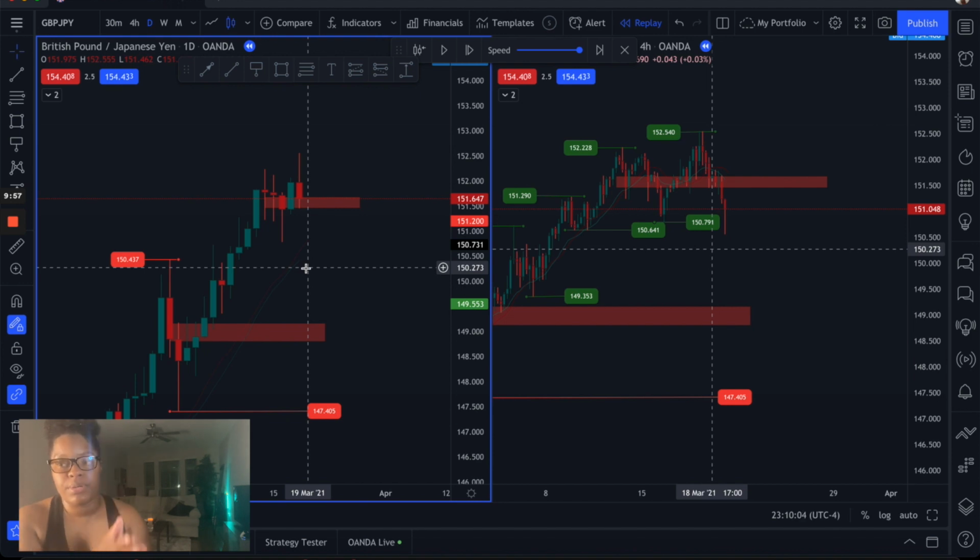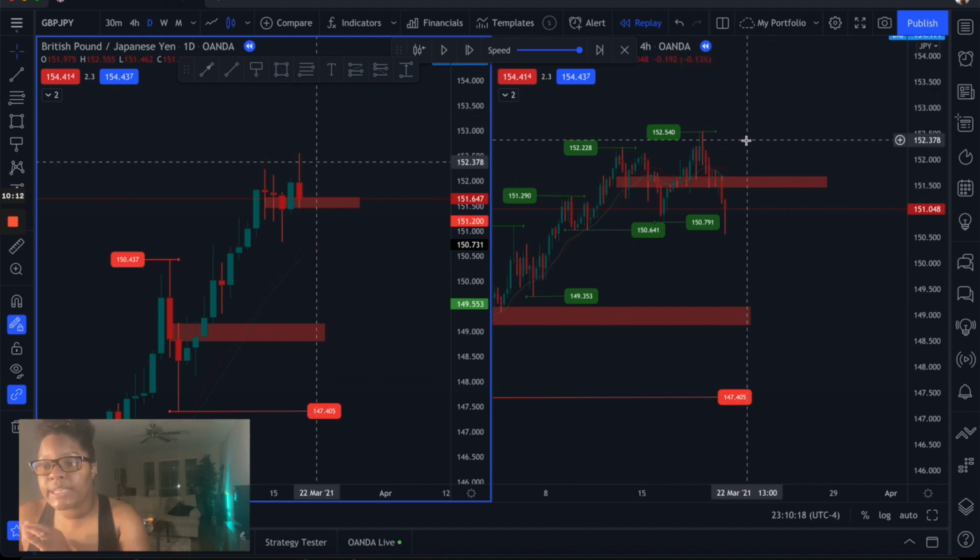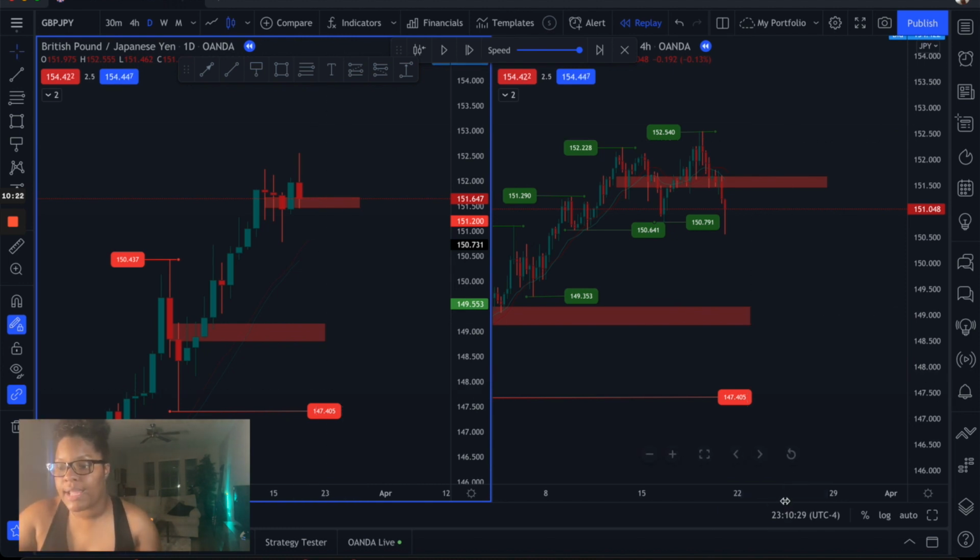Okay, so we're going to put this together. I'm going to show you guys how I do this, okay? So price just passed 150.791, which means the buyers are no longer in control, okay? I need price now to stay below 152.540, which means I am now looking for a pullback, back up into 152.540, but I don't want price to touch that number.